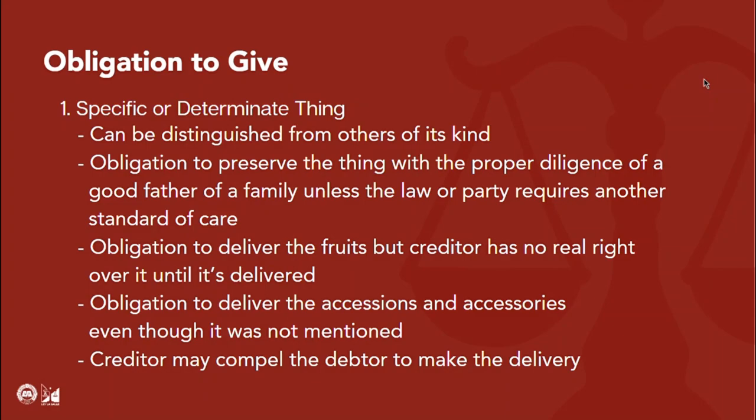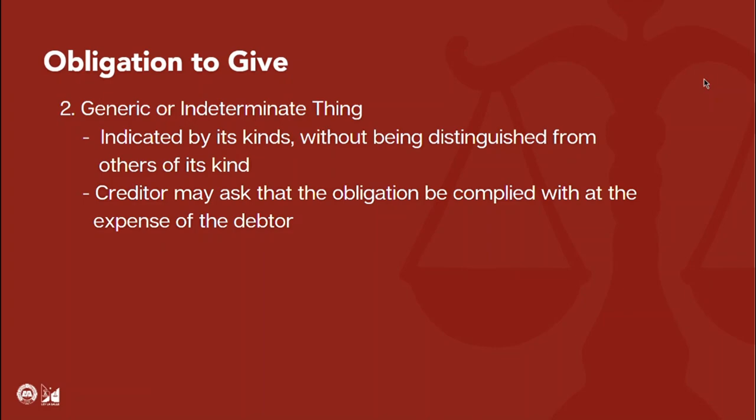Second, a generic or indeterminate thing is indicated by its kind without being distinguished from others of its kind. Here, the creditor may ask that the obligation be complied with at the expense of the debtor.